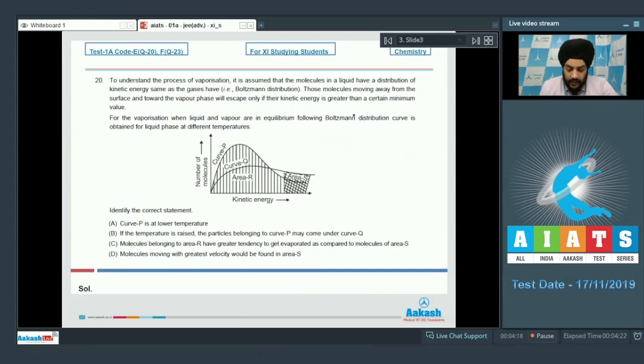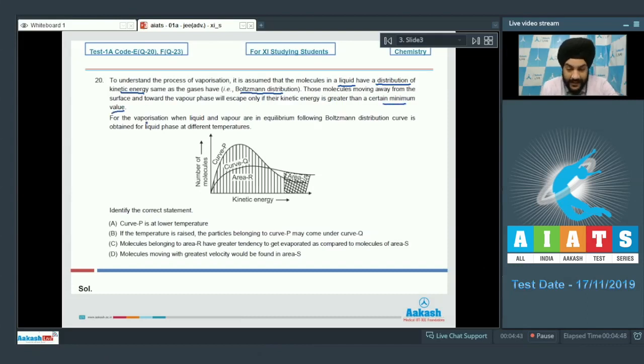Question number 20. So it says, to understand the process of vaporization, it is assumed that the molecules in the liquid have a distribution of the kinetic energy same as the gases have. That is the Boltzmann distribution. So those molecules moving away from the surface and toward the vapor phase will escape only if their kinetic energy is greater than a certain minimum value.